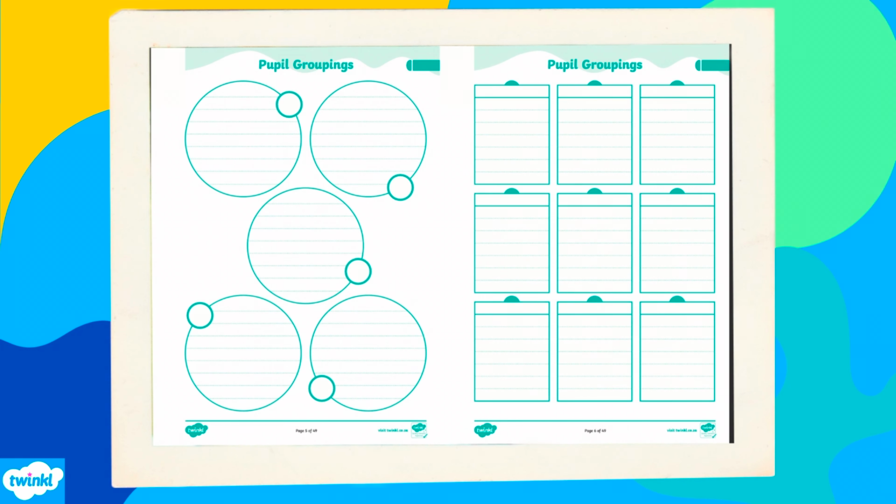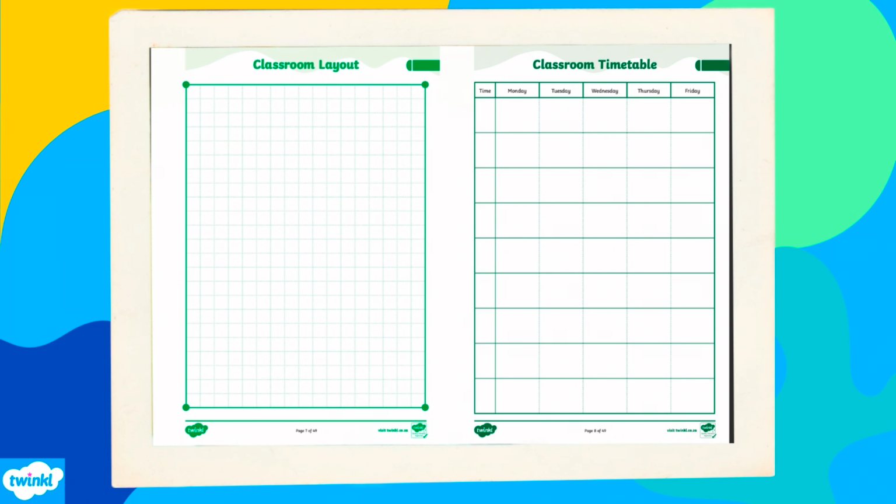The second page is for your pupil groupings. This is a seating arrangement for your class. The third page is for your classroom timetable where you get to jot down your periods so you never miss a beat.